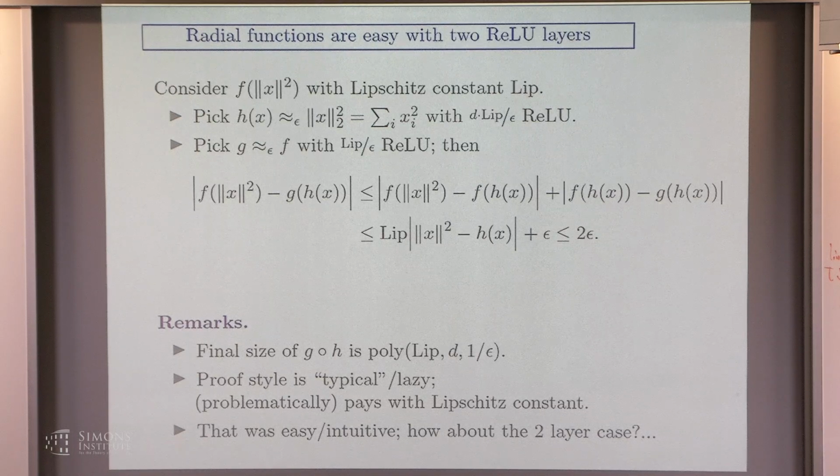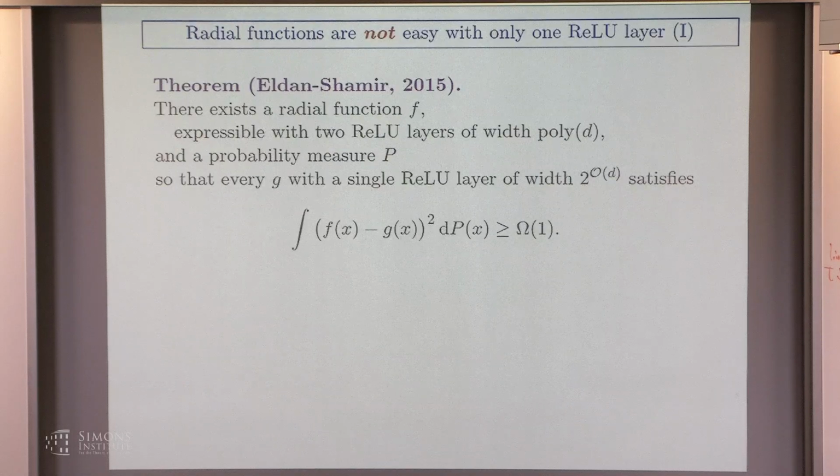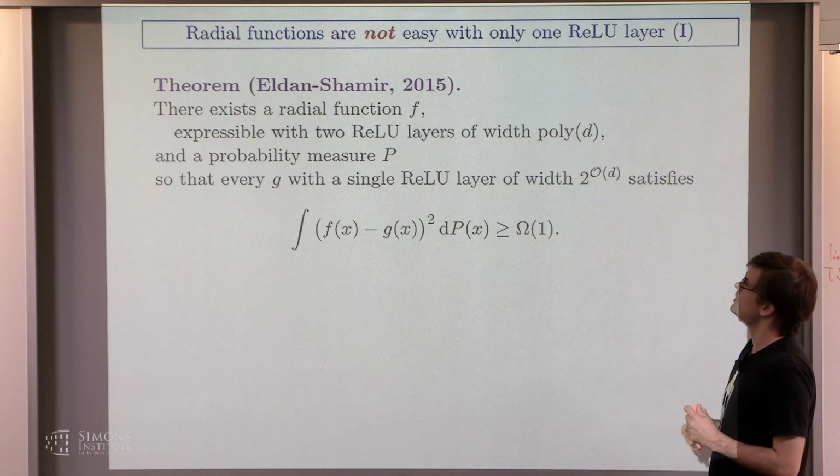These slides will be posted. You can check them later. The punchline is that for 2 layers, radial functions, or 2 ReLU layers, radial functions are easy. If we only have 1 ReLU layer, it's not easy. So as I was hinting before, there exists, let's just go through this slowly.